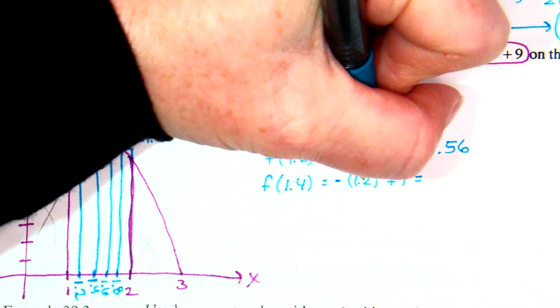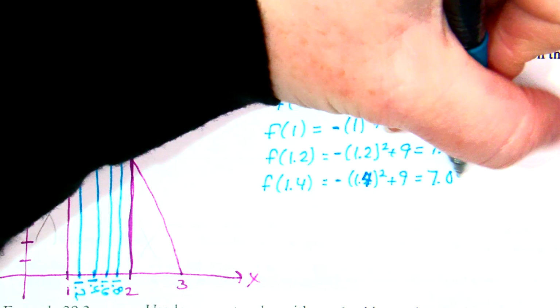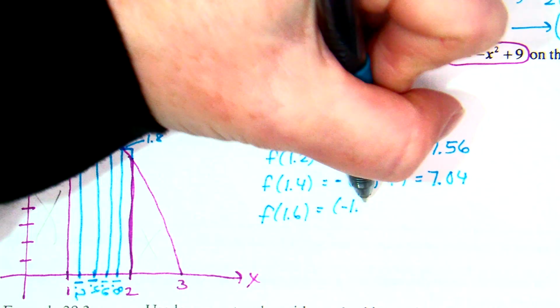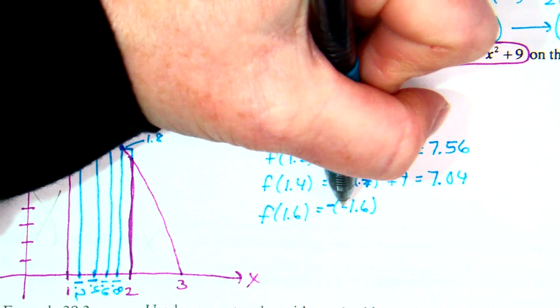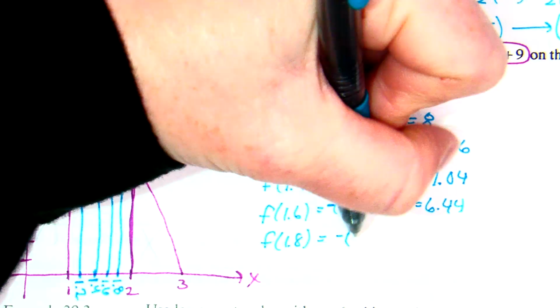You plug in 1.4 next. Negative of 1.4 squared plus 9. I have 7.04. Plug in 1.6. Negative of 1.6 squared plus 9, 6.44. And then I plug in 1.8. Negative of 1.8 squared plus 9, 5.76.